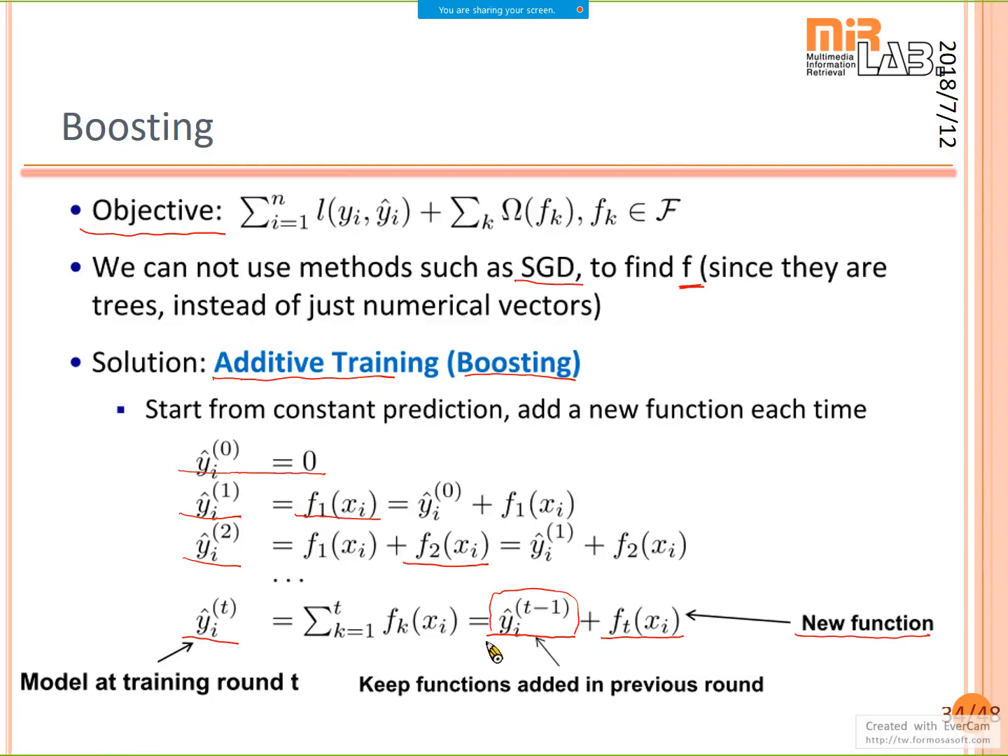So here, this part is all the functions added in the previous rounds. So it becomes very straightforward. We want to find this function to optimize the objective function, or find this tree, actually, this is a tree, to optimize the objective function.